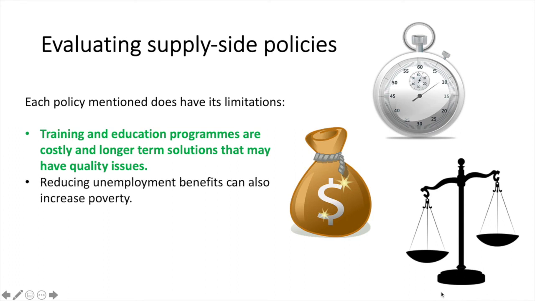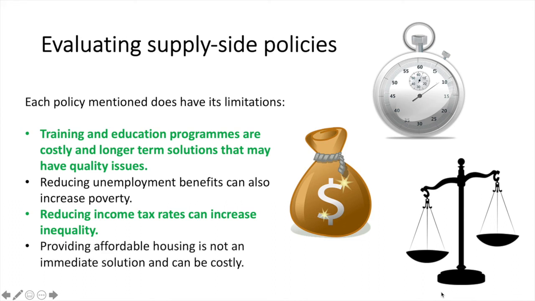Second, cutting unemployment benefits might incentivize some to go back to work, but others it might push into poverty. Reducing income taxes might increase inequality as the rich become richer and the gap between rich and poor widens. And finally, providing affordable housing is not typically a short-term possibility and can also be quite costly. There will always be an opportunity cost to government expenditure in whatever form it takes.